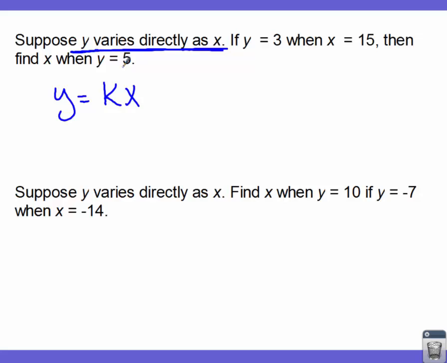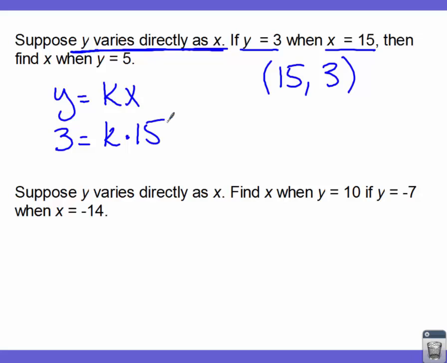So what we're going to do is we're going to take this right here. This is a coordinate. X is 15, y is 3. And we're going to take these values and plug them into the y and the x. So I'm going to take this 3 and plug it into the y. I'm going to take this 15 and plug it into the x. And what I need to do is solve for k. Okay, that's what I'm looking for. How do I solve for k?